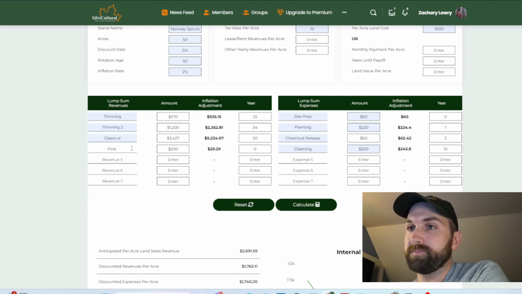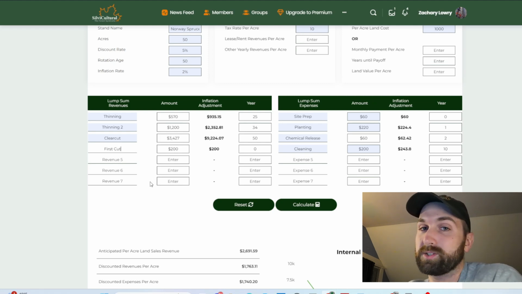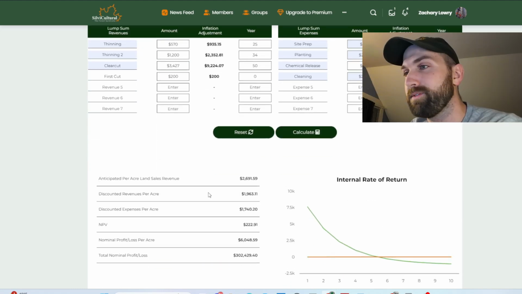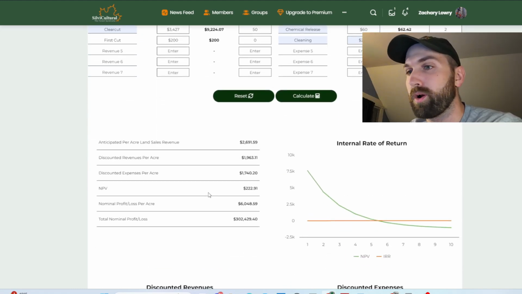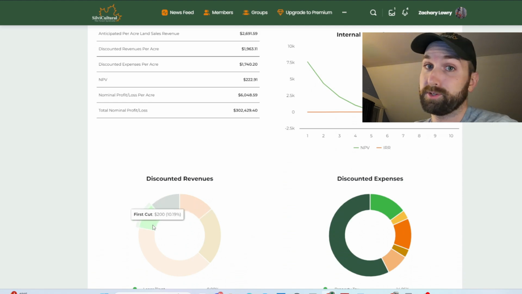First cut, I'll say. It's not going to be discounted at all, so it could go a long way in actually enhancing the return. Let's see how that works. And it looks like it gave us about 0.5% more per year and represents about 10% of our discounted revenues.